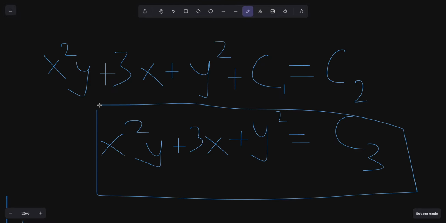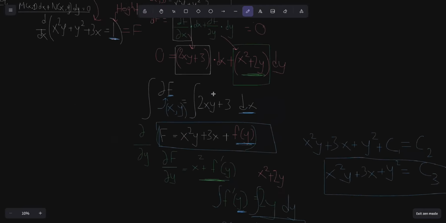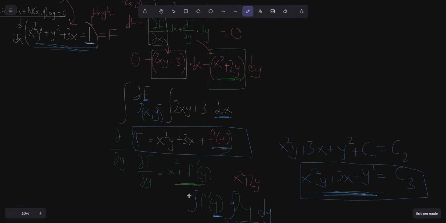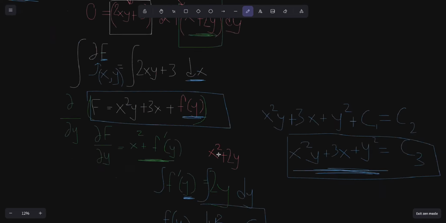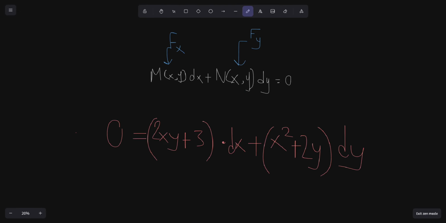And then if we were given the initial conditions, like x and y is equal to something, we can solve for c3. But you notice how this is the exact same thing that we started out with, right? And so this is how to do these exact total differential problems.